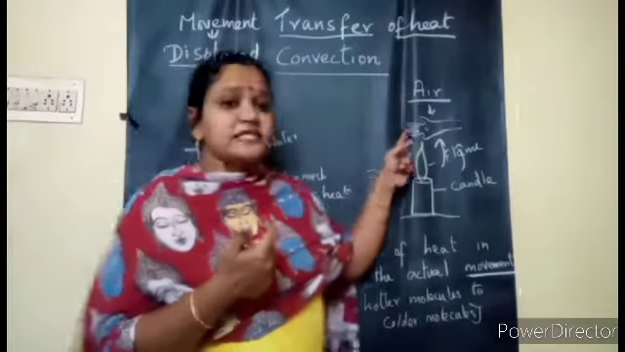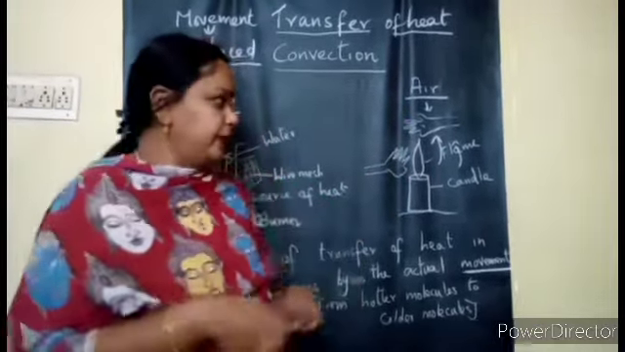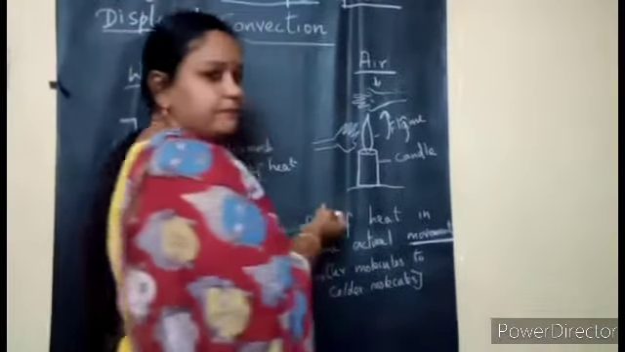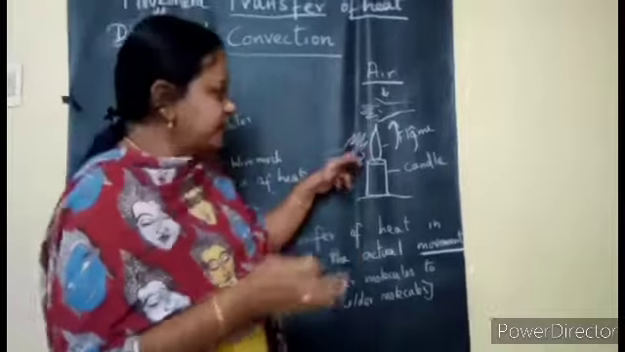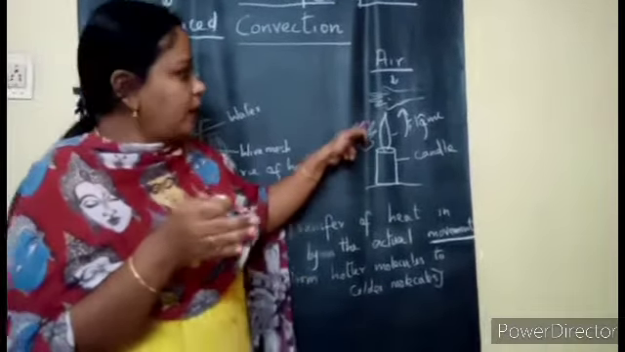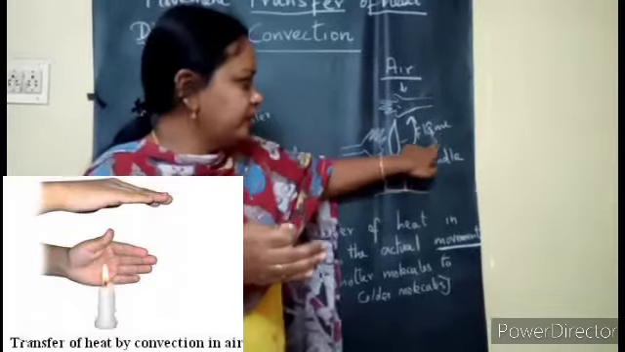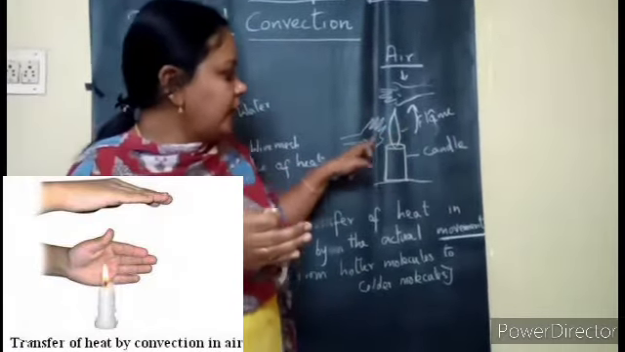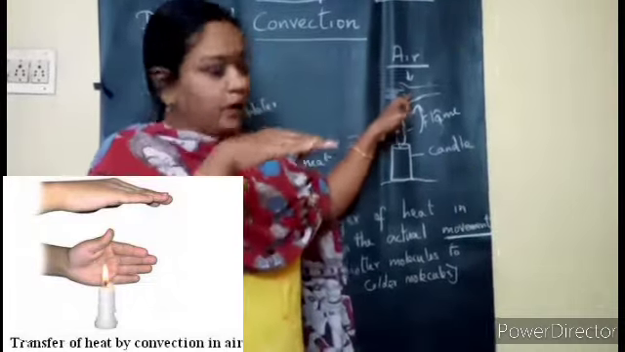Now let us come to the gases. So we'll take air as the example. See, when we light a candle, a very simple activity, you light a candle and you keep one hand at the side of the candle and one on the top of the flame. This is the flame of the candle. So one hand you are keeping at the side of the flame and one on the top above the flame.